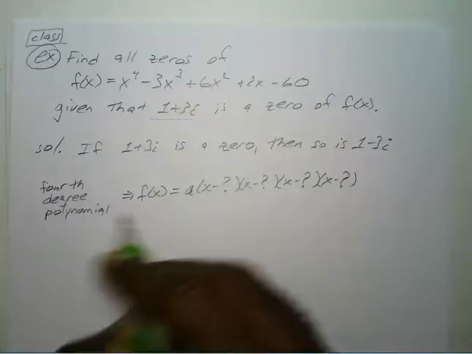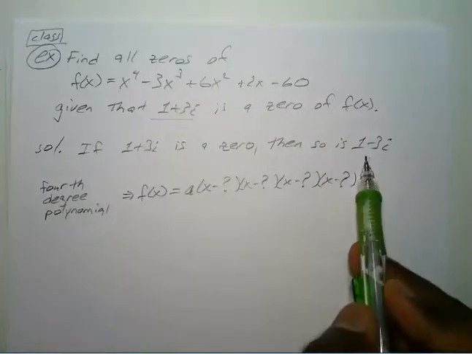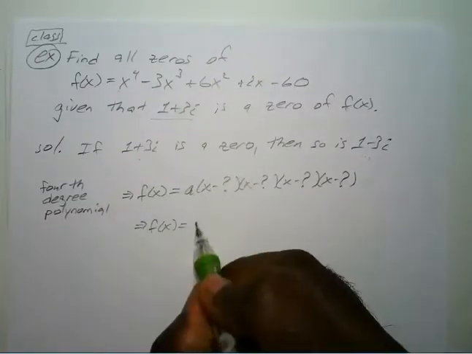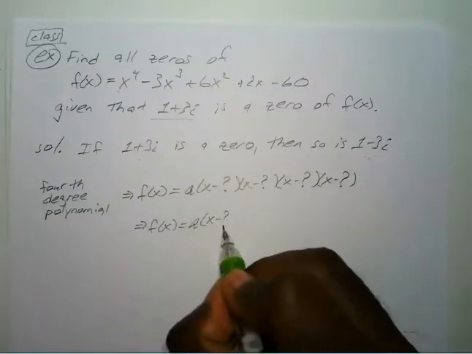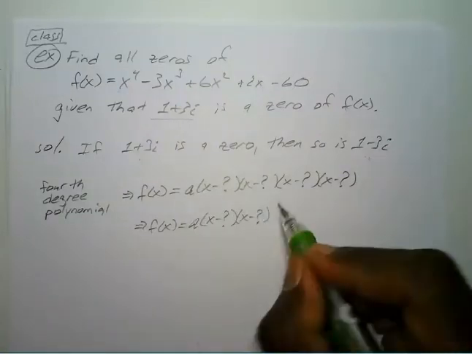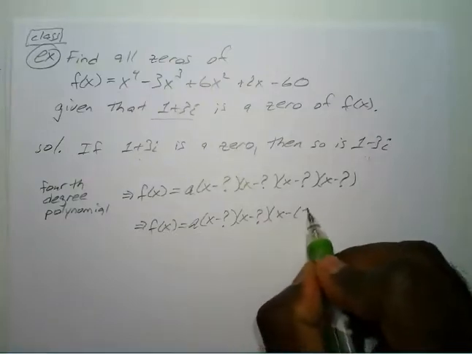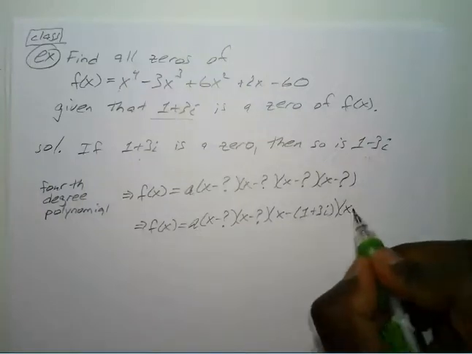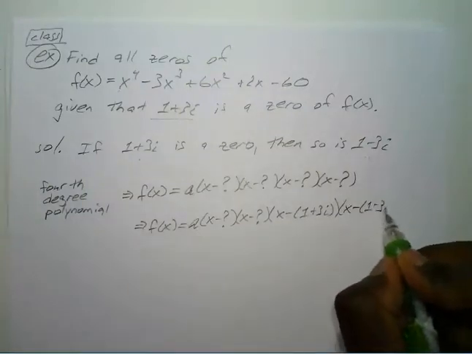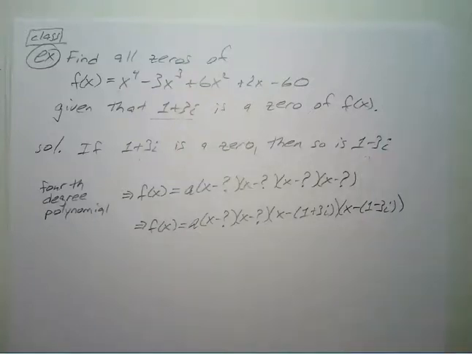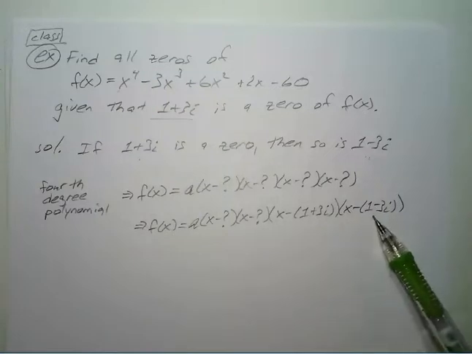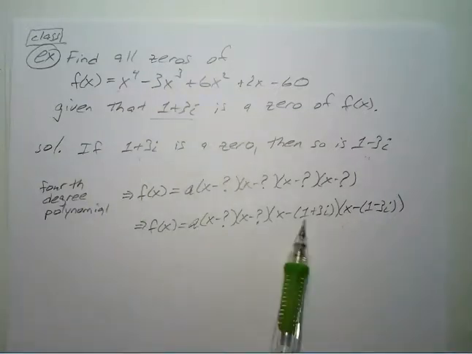All right, so that means if we know two of our zeros already, then your f of x is going to equal a times (x minus something)(x minus something)(x minus 1 plus 3i)(x minus 1 minus 3i). Okay, because if you plug in 1 minus 3i, 1 minus 3i minus 1 minus 3i is 0. 1 plus 3i minus 1 plus 3i is 0. So we have two of them out of the way.